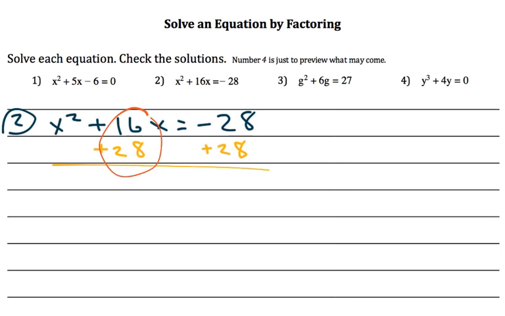I've written this 28 below something with a variable x, but I know I can't combine those. So over here I'm going to have 0, and then I'm going to have x squared, which I write further to the left to give myself room, plus 16x plus 28. Now I have a trinomial that I can factor, looking for the factors of 28 that add up to 16.